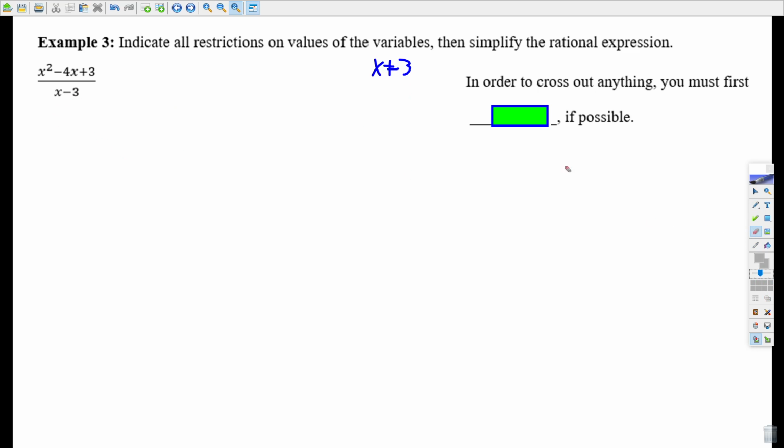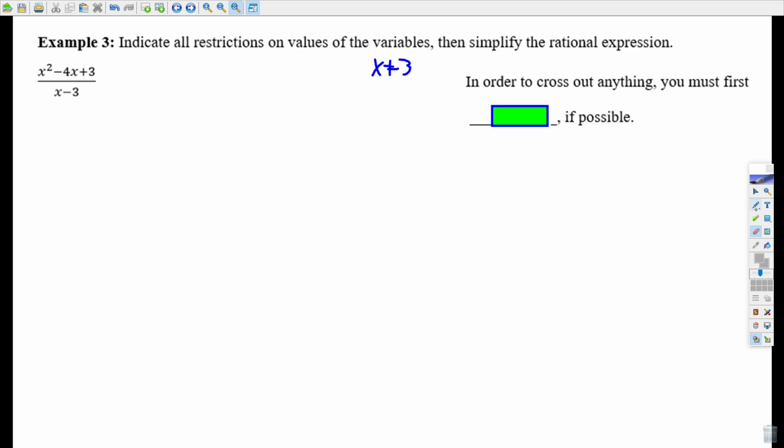Okay, so now that we have that taken care of, x cannot be equal to 3. How do we simplify this? One thing you cannot do is look at x squared and x and start crossing stuff out. You can't do this either. It does not work that way.